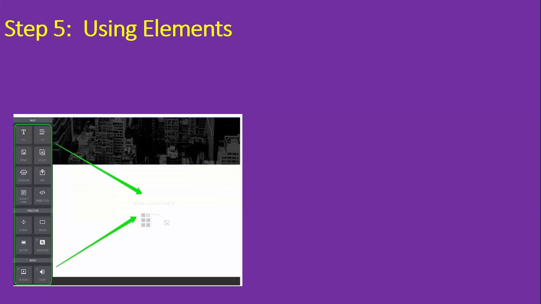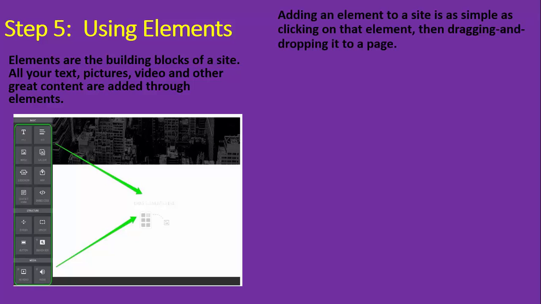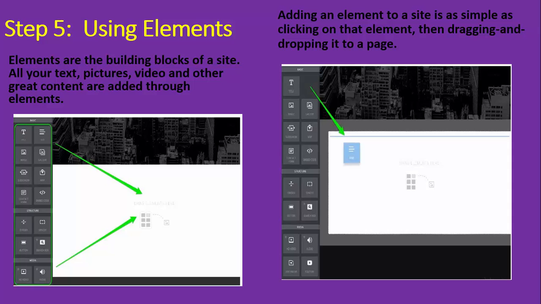Step 5. Using elements. Elements are the building blocks of a site. All of your text, pictures, video, and other great content are added through elements. Adding an element to a site is as simple as clicking on that element, then dragging and dropping it to a page, as shown below. Take a moment and practice this now while you pause the video.